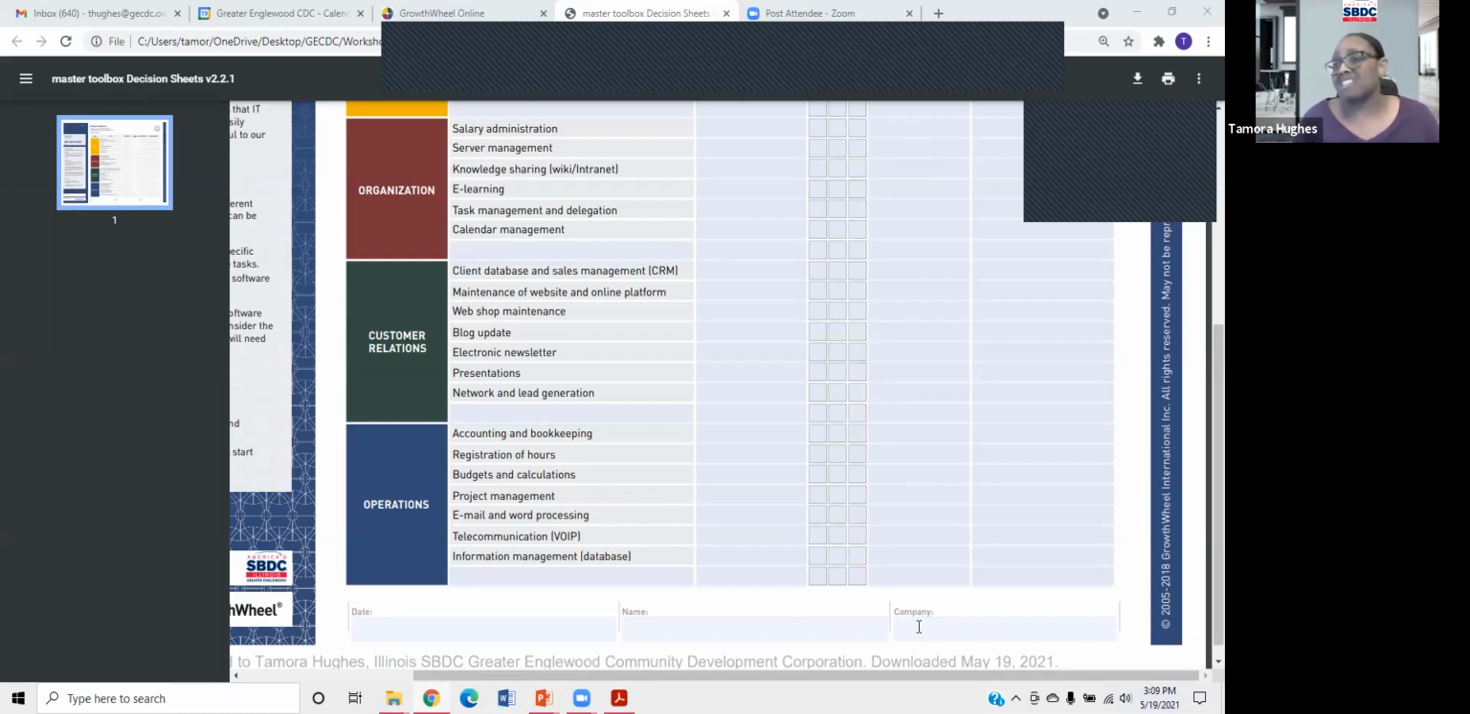Email and word processing, a lot of that is really general. People do it already, so you utilize Microsoft or Mac, or whatever it is that you're using, Microsoft Edge or Google, that you have some kind of software and communication tool, and that you're able to process things.